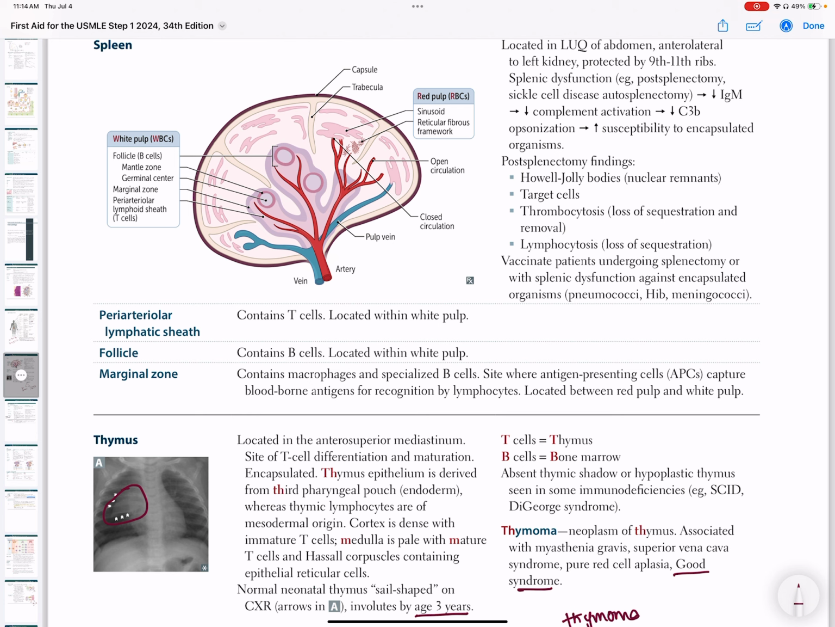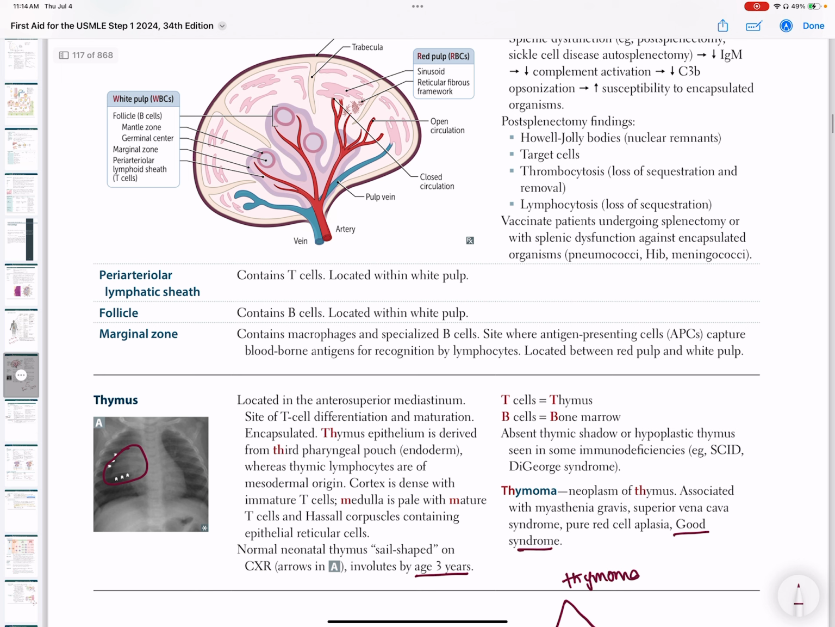Okay, post-splenectomy findings: you'll have Howell-Jolly bodies, nuclear remnants, target cells, thrombocytosis (loss of sequestration on removal), and lymphocytosis (loss of sequestration). Patients undergoing splenectomy or with splenic dysfunction should be vaccinated against encapsulated organisms: pneumococci, Hib, and meningococci.